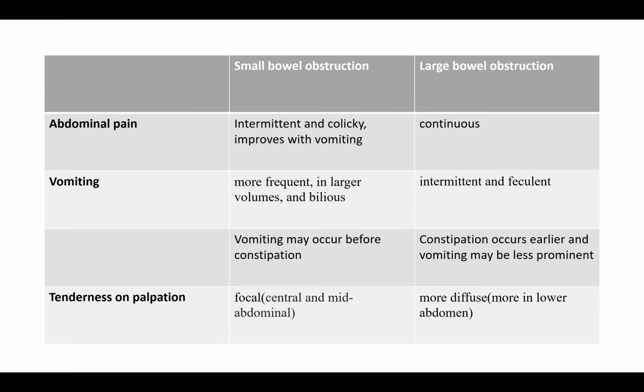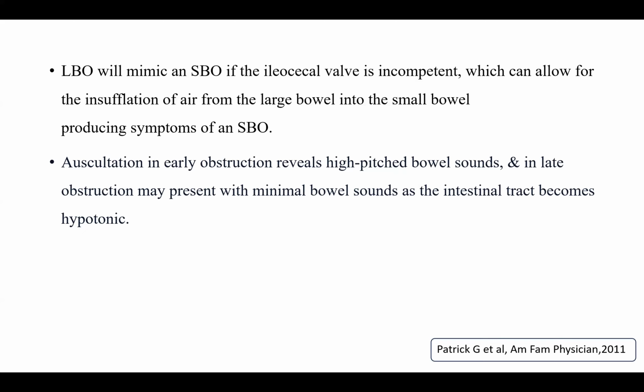It is intermittent and sometimes feculent, and most commonly constipation occurs earlier, prior to the vomiting. On palpation, tenderness is focal in small bowel obstruction, most commonly central and mid abdominal, while in large bowel obstruction it is more diffuse, more in the lower abdomen. Large bowel obstruction can mimic small bowel obstruction when the ileocecal valve is incompetent, allowing air from the large bowel into the small bowel and producing the same symptoms. If the ileocecal valve is competent, what will happen? What is that kind of obstruction called?